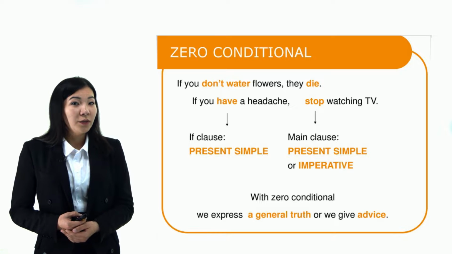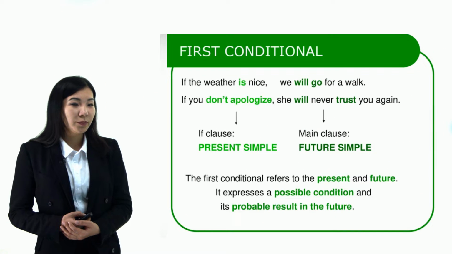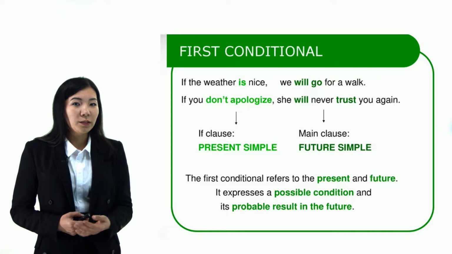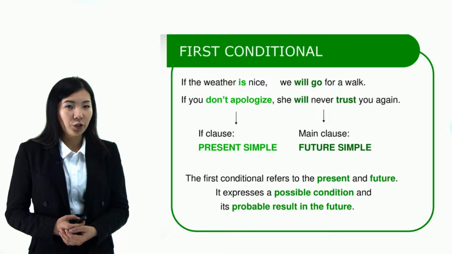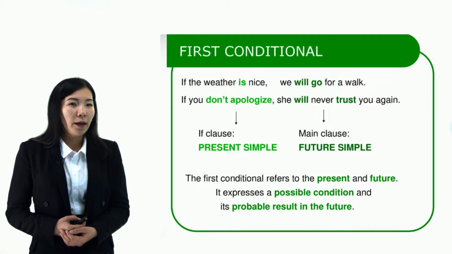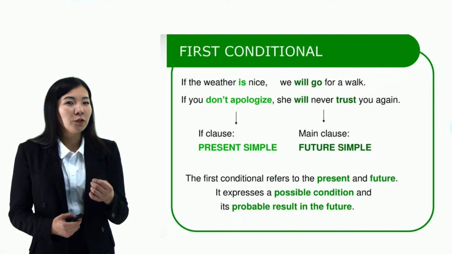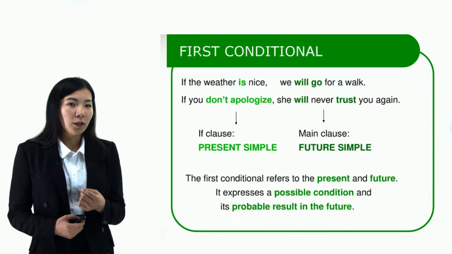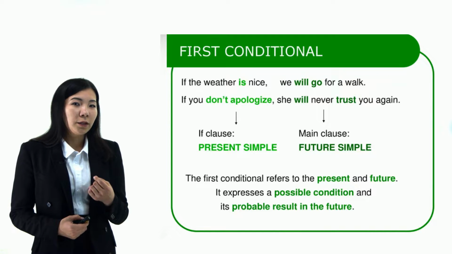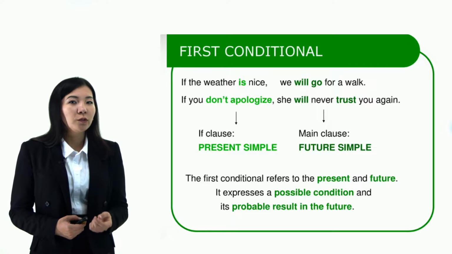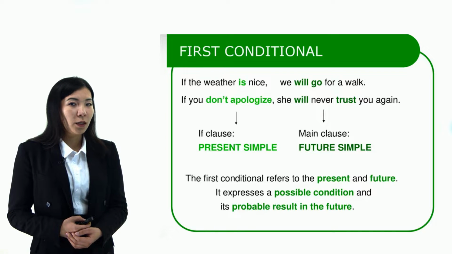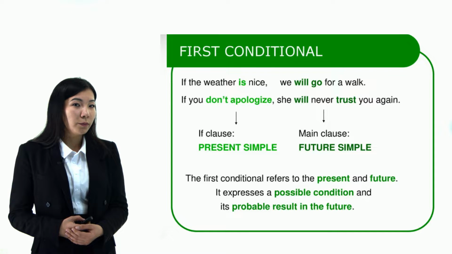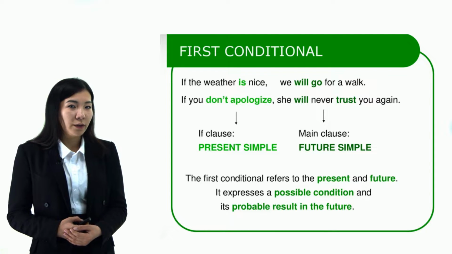So now let's revise our first conditional. First conditional expresses a possible condition and its probable result in the future. And the first conditional refers to the present and the future. So in the first conditional, in if clause, we need to use present simple tense, and in main clause, we have to use future simple. So let's read examples. If the weather is nice, we will go for a walk. If you don't apologize, she will never trust you again.